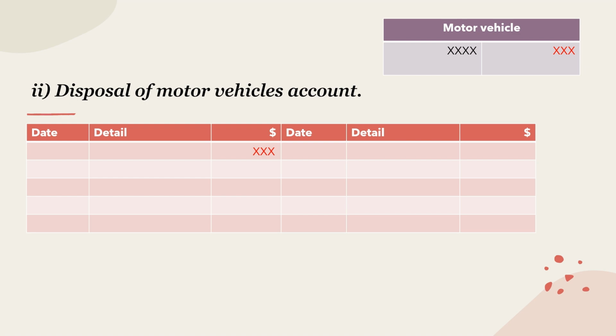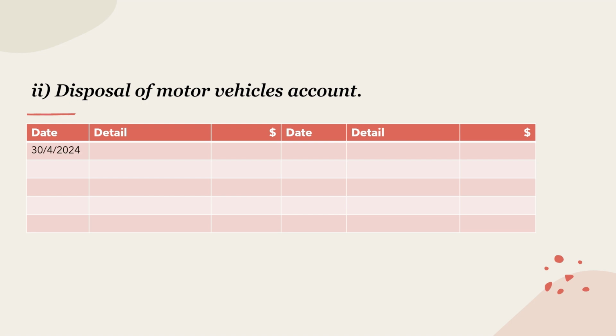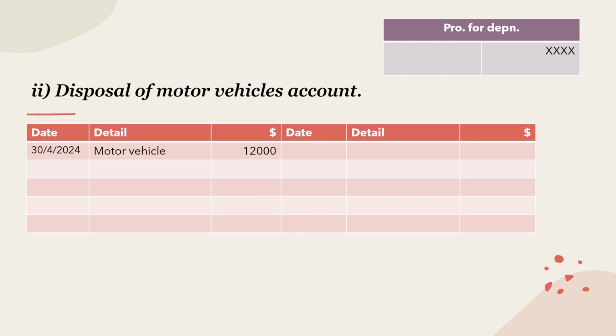Then we can do that. So on the 30th of April 2024, we are going to sell the motor vehicle. So saying motor vehicle, we will debit its cost, $12,000. Then we have to remove the accumulated depreciation from the provision for depreciation account, which will have a credit balance because it's a contra asset account. So we have to remove it. So then we will pass a debit entry. And the opposite account will be the disposal account. So we will credit the disposal account.